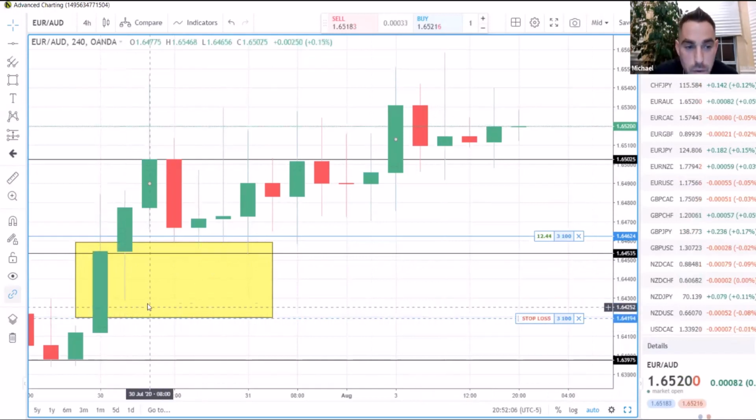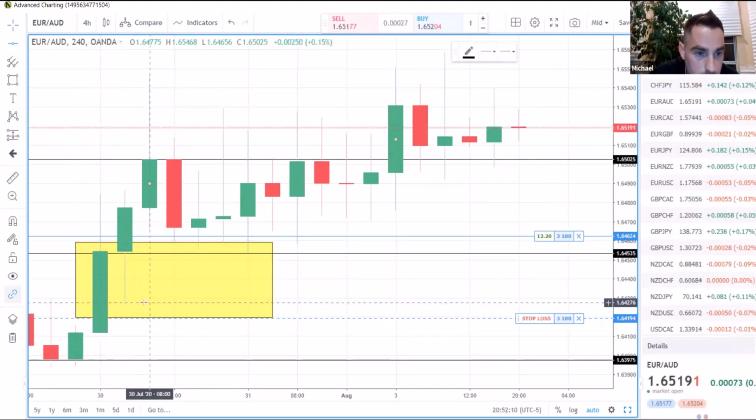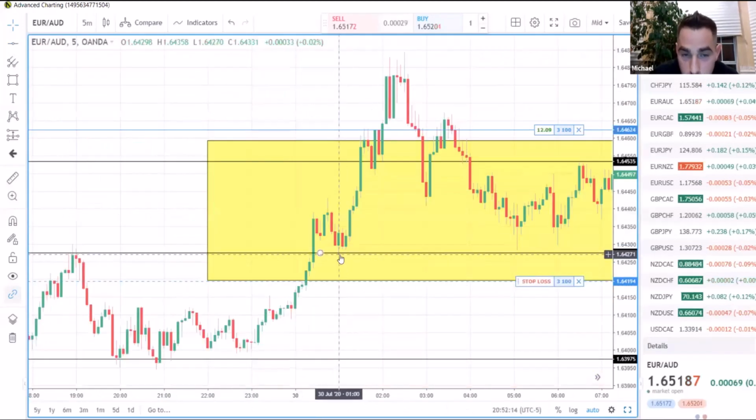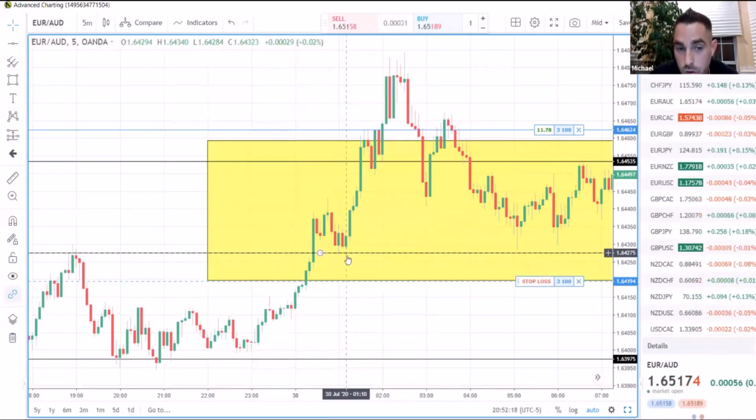So I could have had my stop right here. Yeah, that'll work. I could have had my stop right here. We'll go back to the 5 minutes, so you'll see. So that's where it is. That's basically where I pointed out on the 4-hour chart.